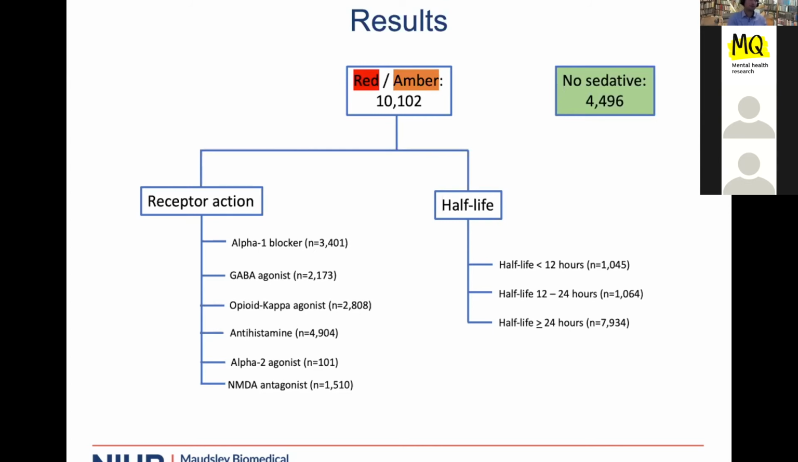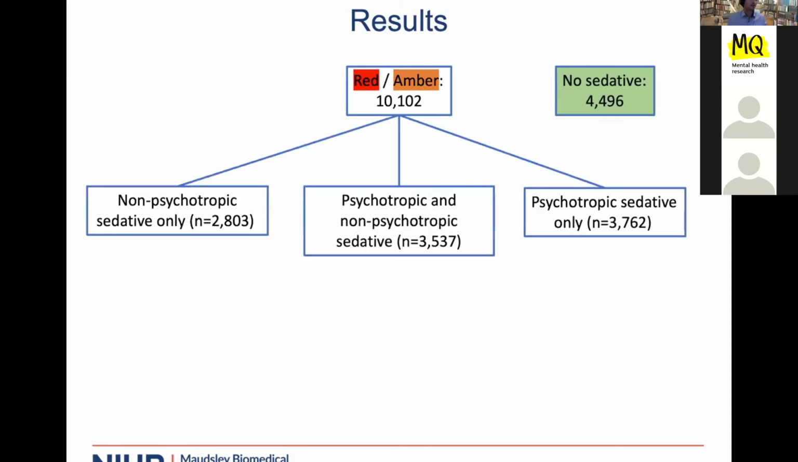And for the analysis, the comparison group will be again the no sedative group. So we compare patients on alpha-1 blockers to patients on no sedative. And lastly, we looked at the prescribing indications, so non-psychotropic sedatives, psychotropic sedatives, and being on both psychotropic and non-psychotropic sedatives at the same time. And each of those compared again to no sedatives.